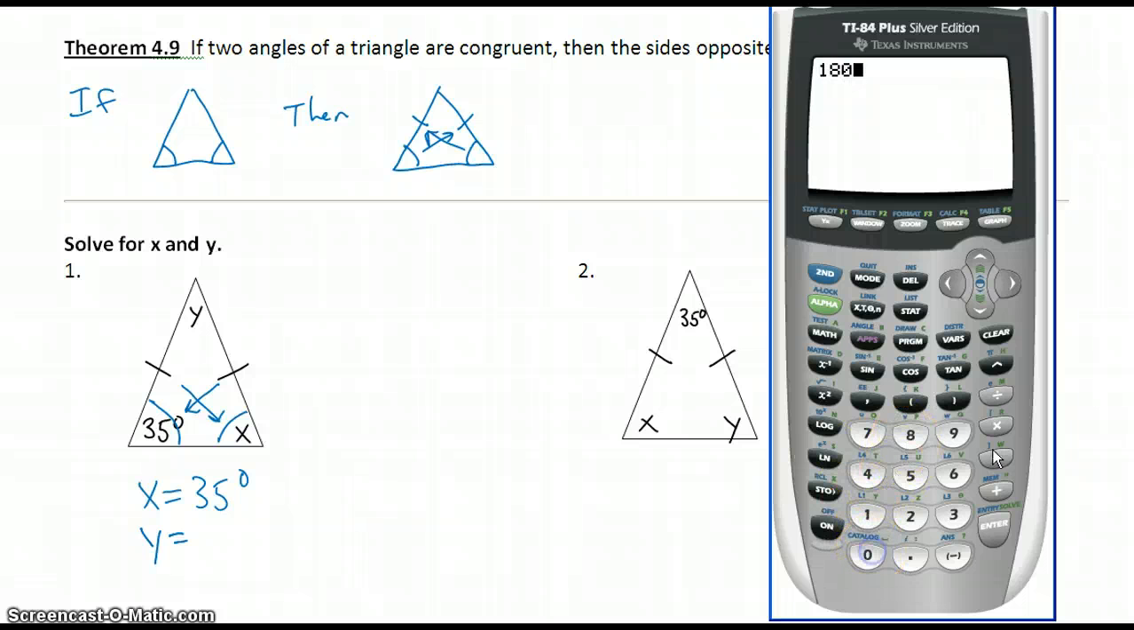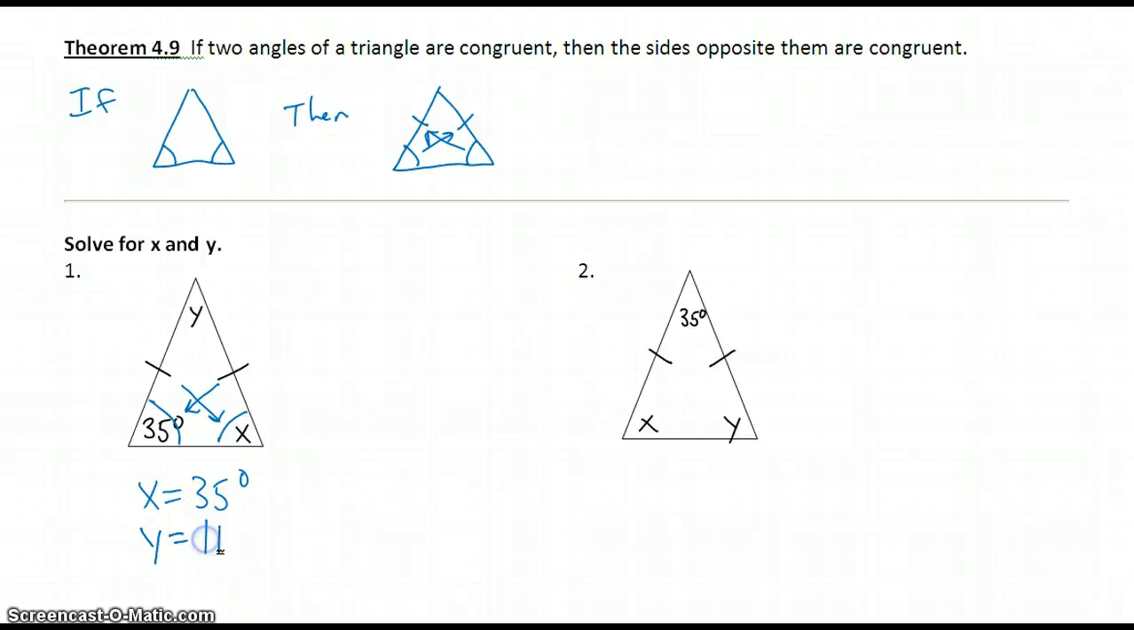And we need to take 180 and subtract 35 degrees and subtract 35 degrees. 35 degrees for this angle and 35 degrees for this angle, a grand total of 70 degrees, leaving y as 110 degrees. We can check this answer by taking 35 plus 35 plus 110 and getting 180 degrees.